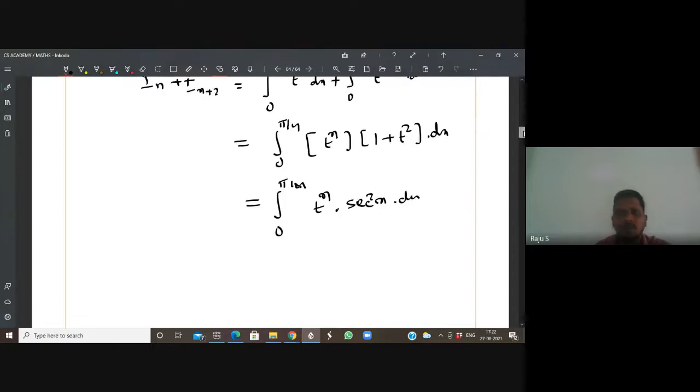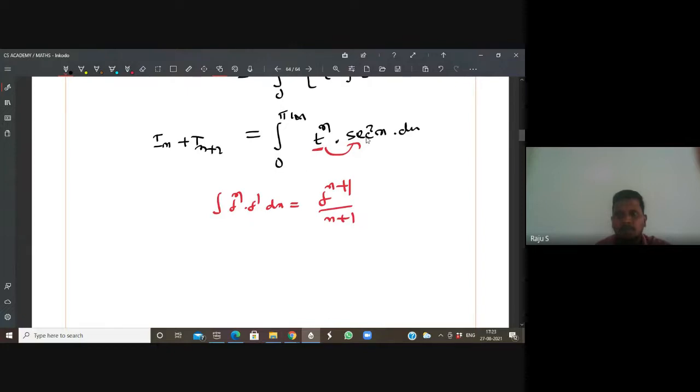I already told you one of the formulas in the last class: f power n into f dash dx is equal to f power n plus 1 by n plus 1. Function and its derivative are here. So this becomes tan power n, tan x derivative is secant square. So it can be written as tan power n plus 1 by n plus 1.